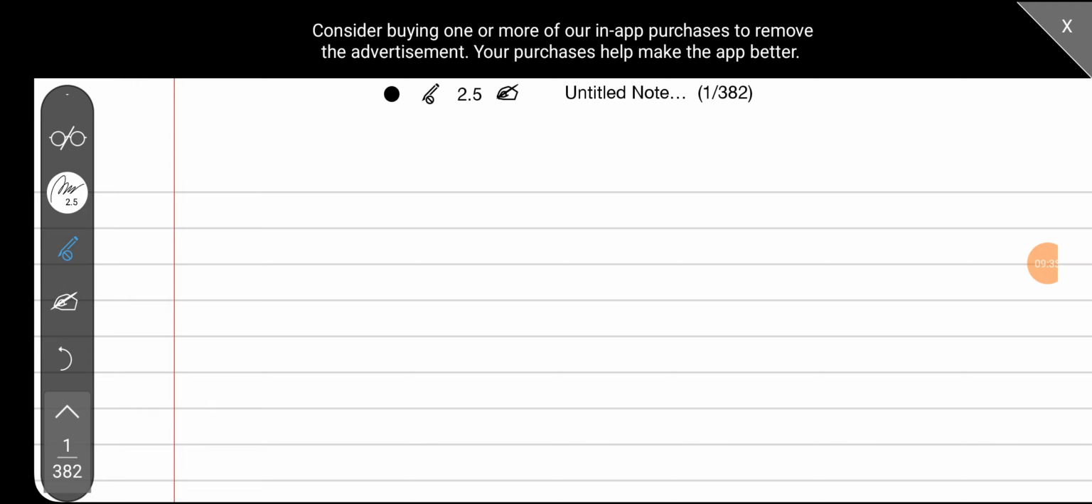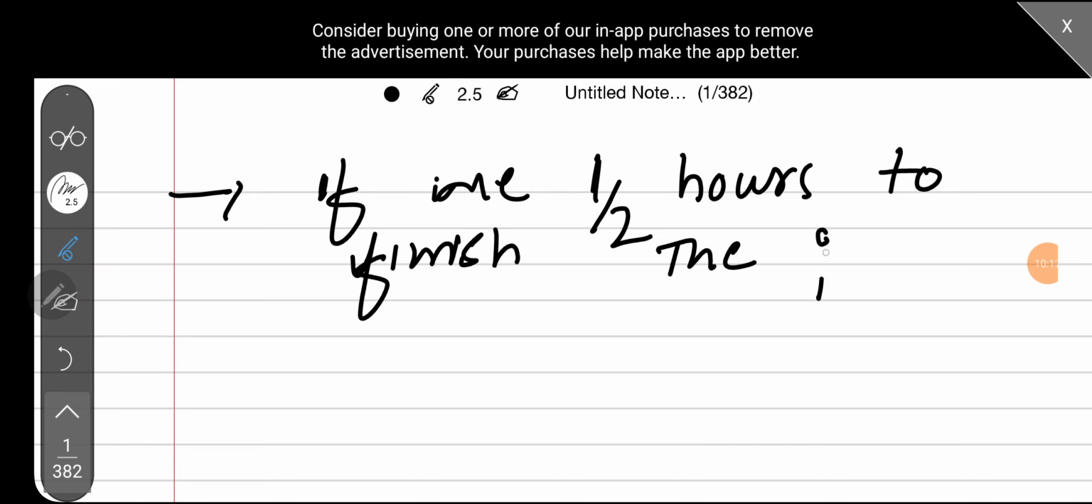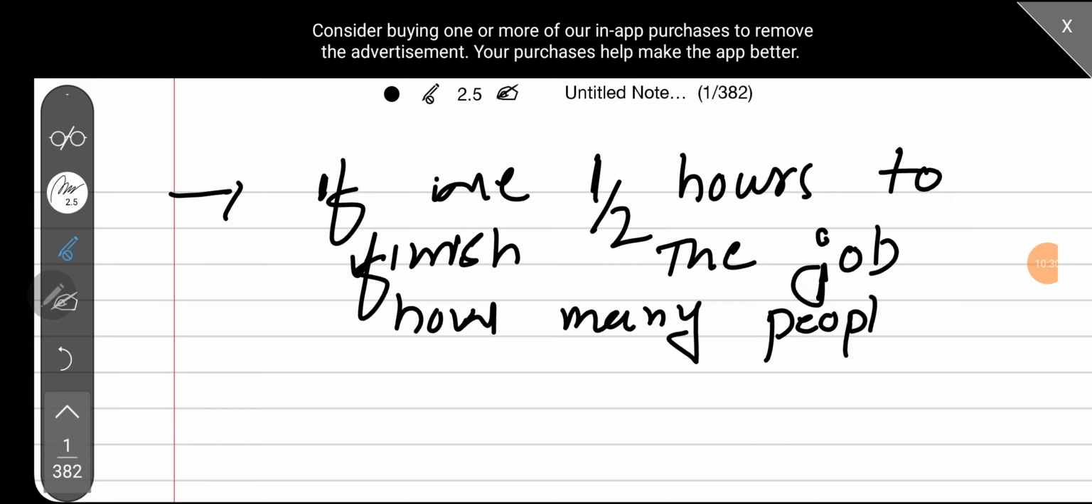Let's change the condition like this. If we have half hour to finish the job, how many people will we need?